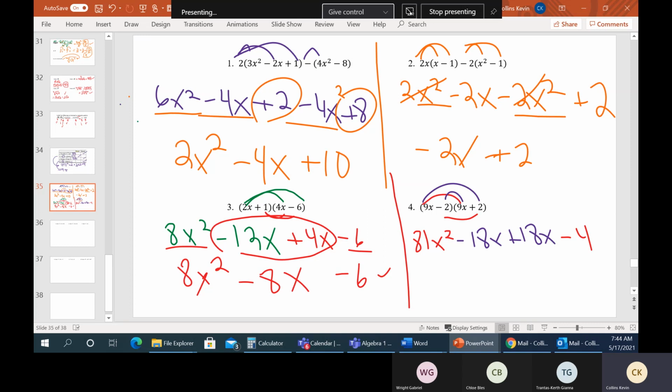Okay, but if you recognize that these things look exactly the same, except one's plus and one's minus, then you know automatically that these guys are going to cancel. So yeah, very good. Your answer is 81x squared minus 4. Perfect. Good job.